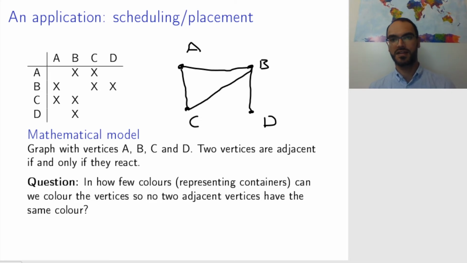This sounds just as a rephrasing of the saying that we want to color them in colors so that no two adjacent vertices have the same color. So that's precisely what we need. And in this case, how many colors do we need? So this is a complete graph on 3 vertices. So we're going to need 3 colors.